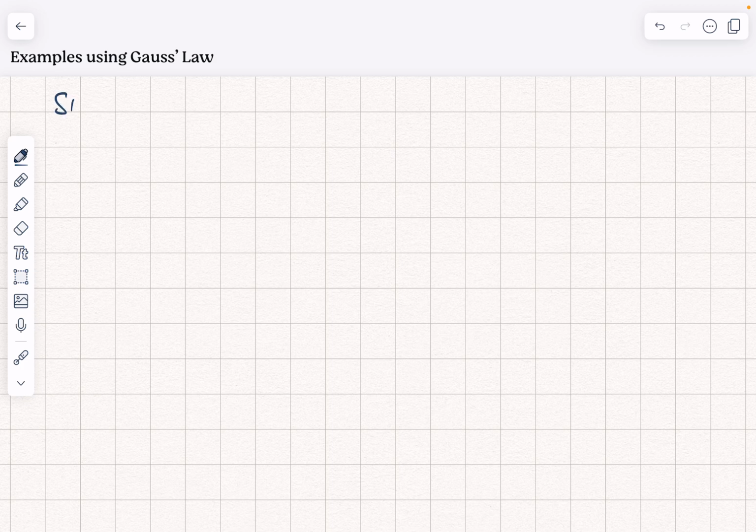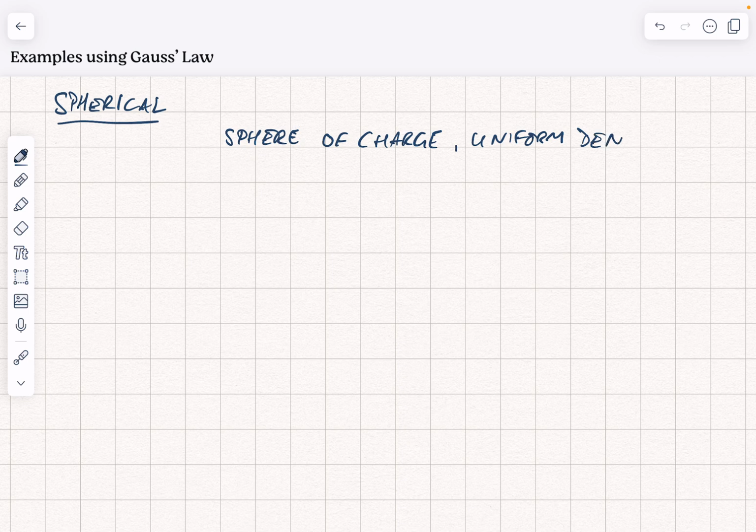So let's first of all consider spherical symmetry. This is a situation where the charge distribution and the resulting field must have no dependence on the angles, theta and phi, in spherical symmetry. So let's take a concrete example. We're going to consider a sphere of charge. It's going to have uniform density rho, it's going to have a radius of a, and we want to know the electric field as a function of r, so long as r is greater than a.